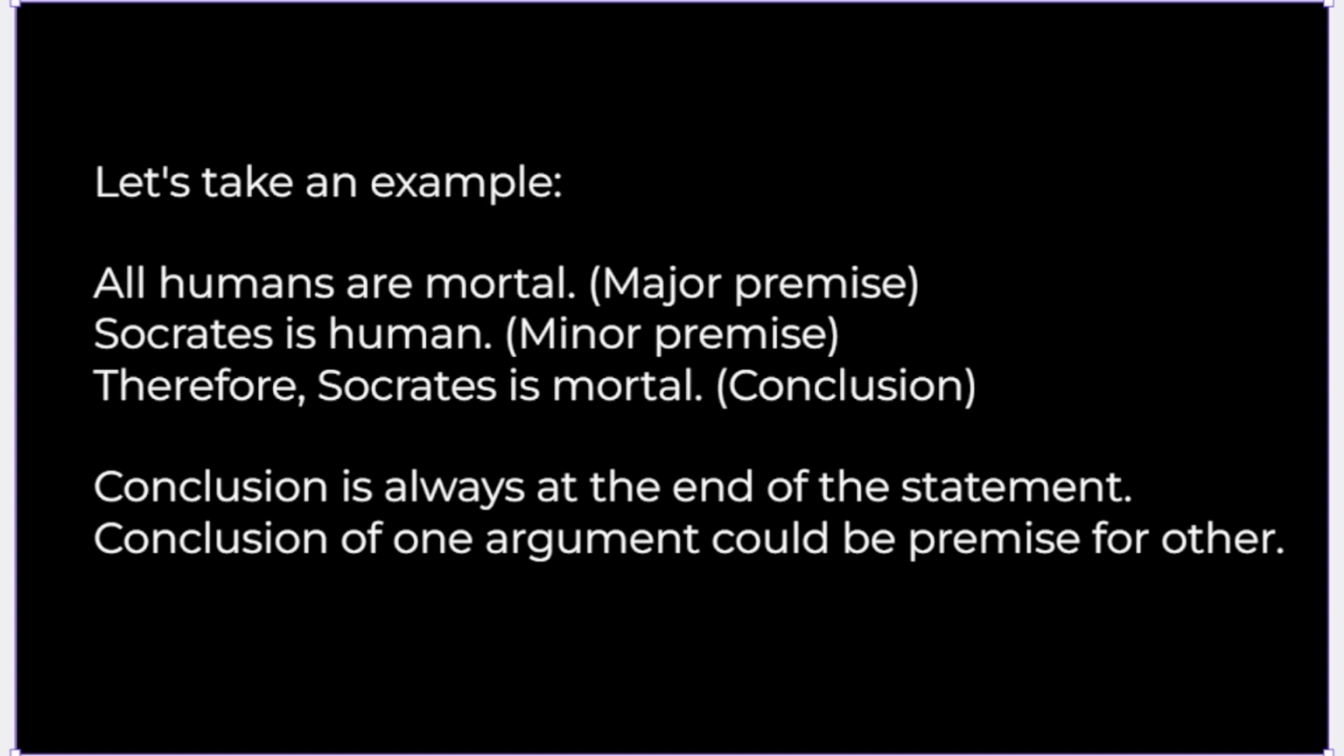Let's take an example. It's a simple argument: all humans are mortal, Socrates is human, therefore Socrates is mortal. Now, remember, there are two pieces that you can divide any argument into. The first portion is the premises and the other portion is the conclusion. The conclusion is always at the end of the statement. A conclusion of one argument could be a premise for another. Here the major premise is that all humans are mortal, and according to that premise, you build that Socrates is human. Then if all these premises are true, it concludes that Socrates is mortal.